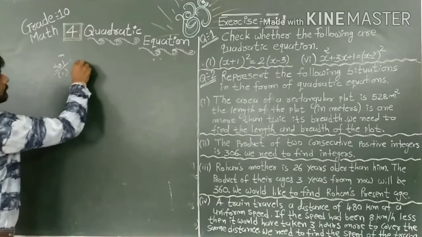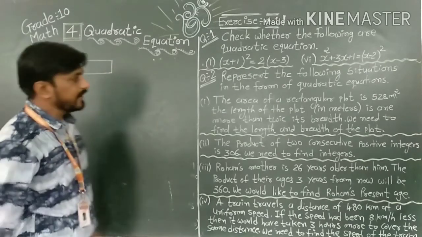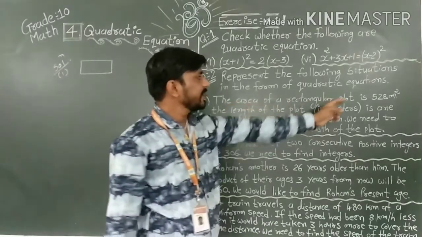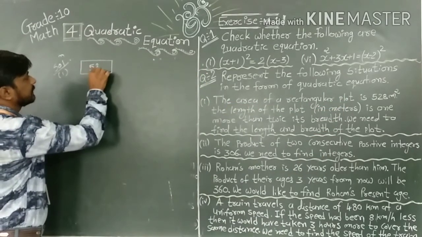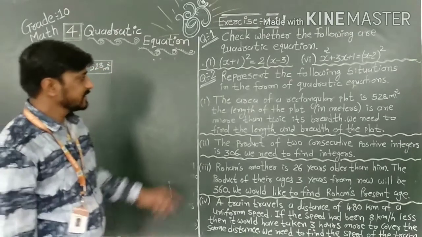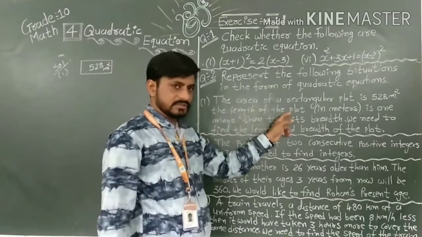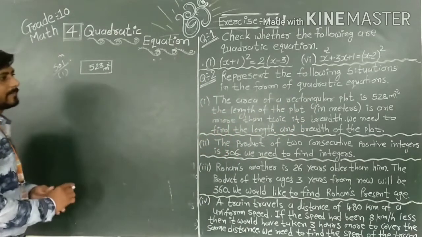Suppose I draw a sketch of a rectangle, and now apply this condition. What is the area? Area is 528. I write area in the middle part: 528 meters square. And what is the length? The length of the plot is 1 more than twice its breadth.